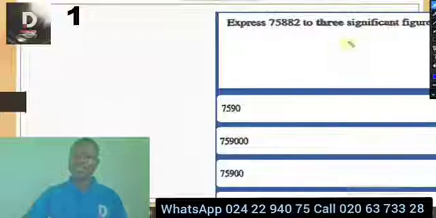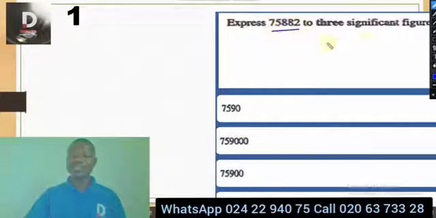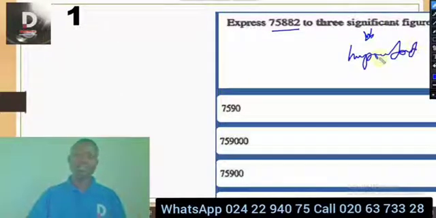Yes. Do you remember this? It said express this to 3 significant figures. And what did we say about significant? We said it means what? Important. So we are counting important figures. First 3. Take note. First 3 important figures.